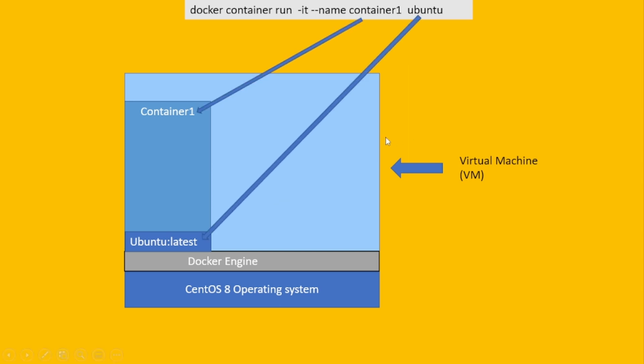And this is the command: docker container run -it --name container1 ubuntu. For the sake of easiness, we use container1 as the container name. I just use container1 only here and then we are going to install the Apache web server on this container1.